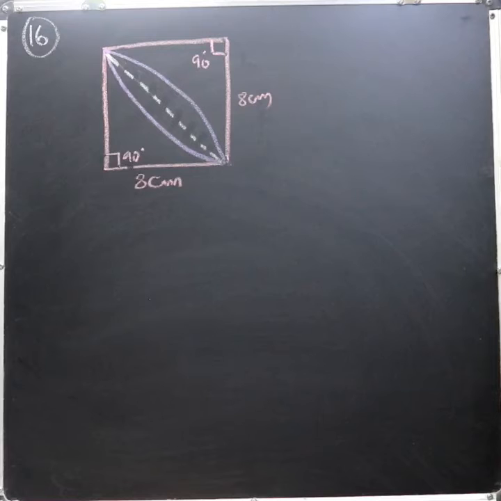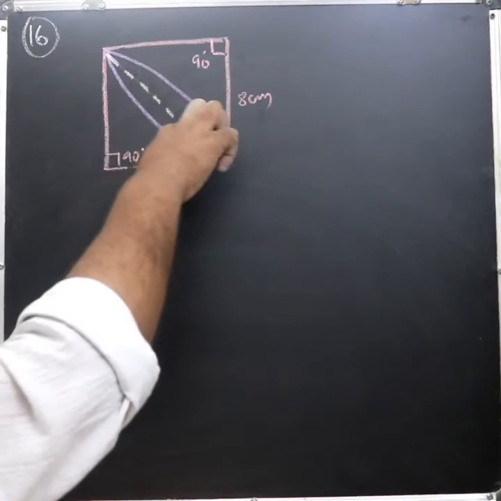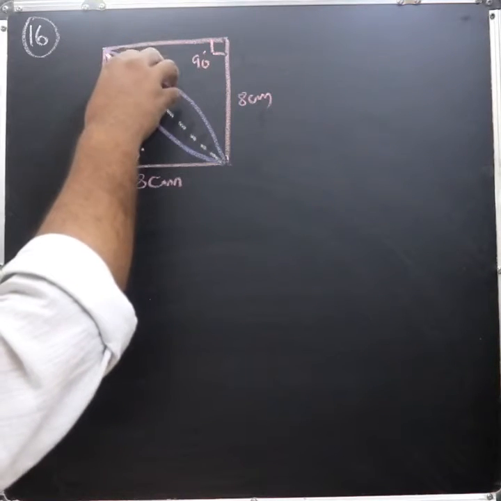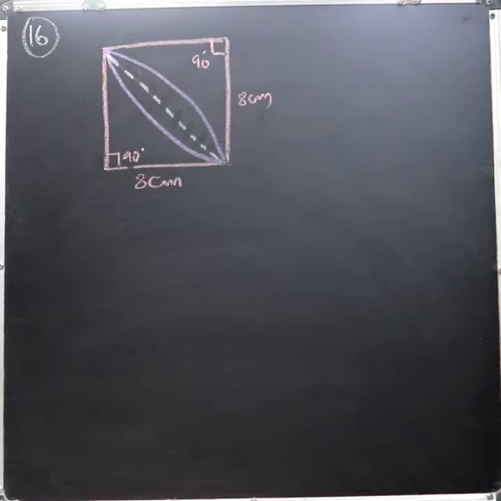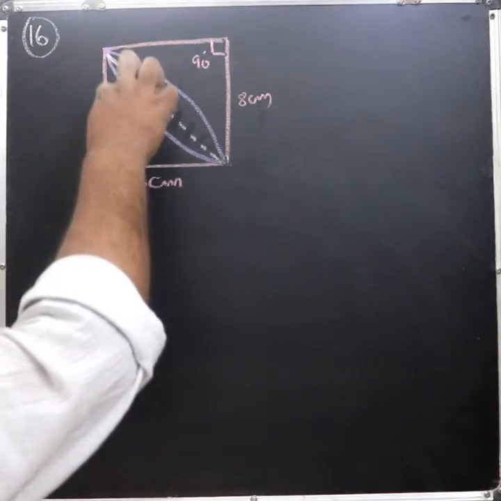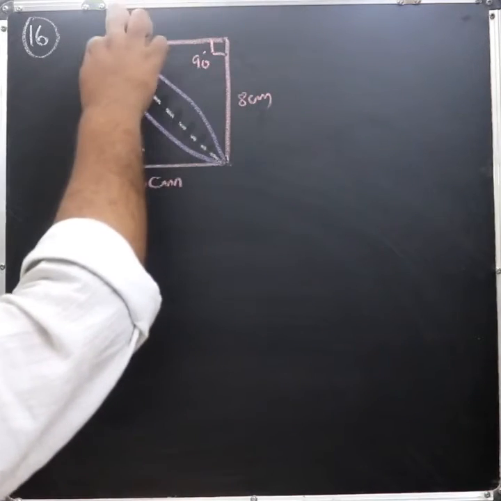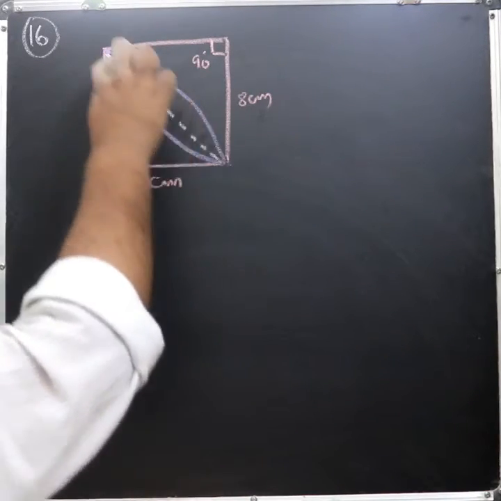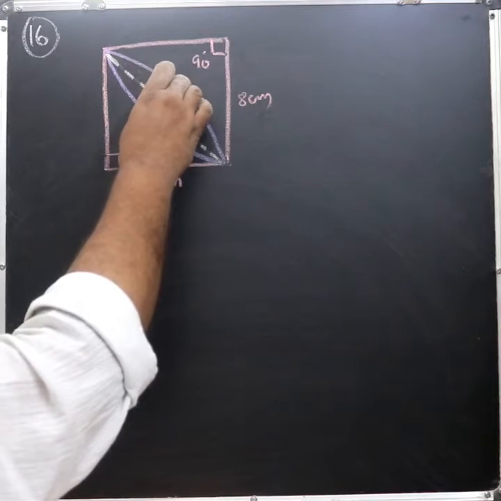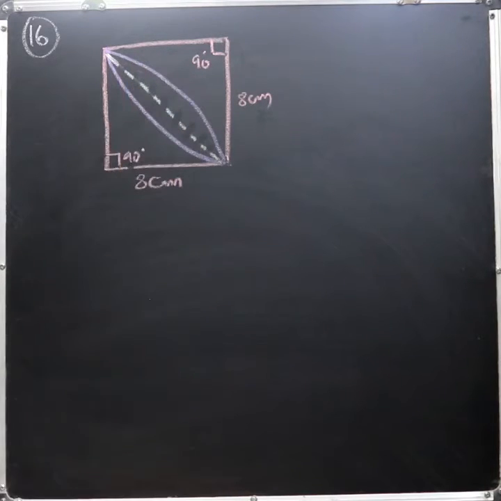Question number 16. They are asking us to calculate the area of the designed region. This is the designed region. It is in the center of the square. They are telling the area of the designed region is common between the two quadrants. This is one quadrant. You can see the upper quadrant, and this is the lower quadrant. This area is common for both the quadrants.